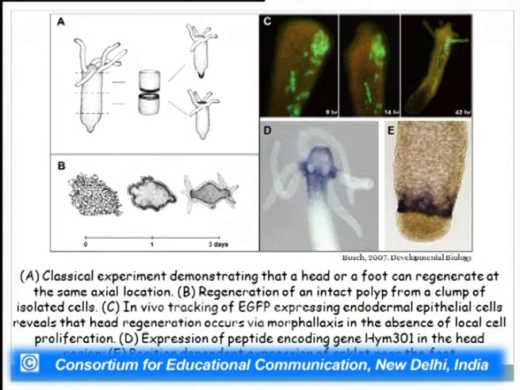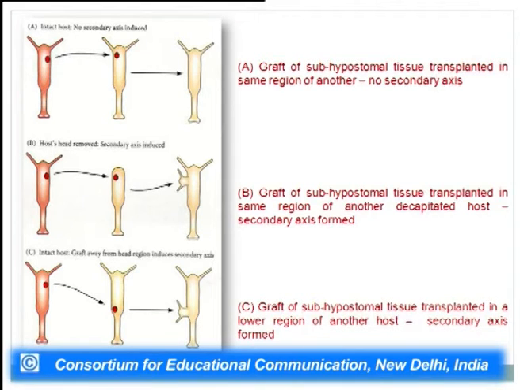This experiment again tags those proteins and tells us about regional specification in regeneration. The graft of subhypostomal tissue transplanted in the same region of an intact host gives no secondary axis. Another experiment he did was to transplant the graft of subhypostomal tissue onto another decapitated host, and the secondary axis was formed. So, if the intact head was there, nothing was regenerated. But if it was transplanted onto a decapitated host, where the head was removed, the original axis was regained and a new head was also formed.